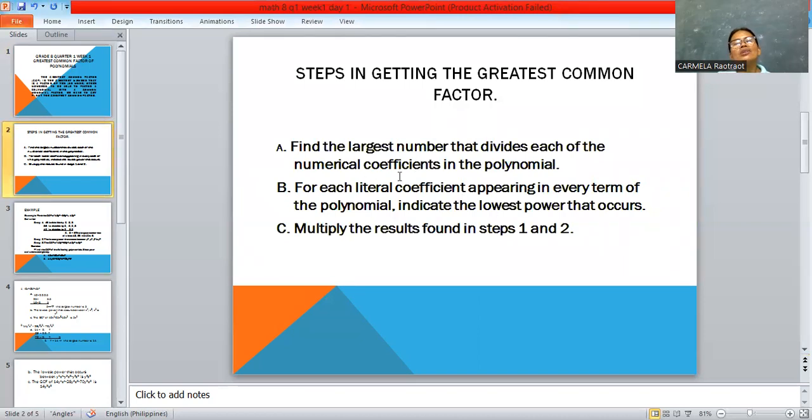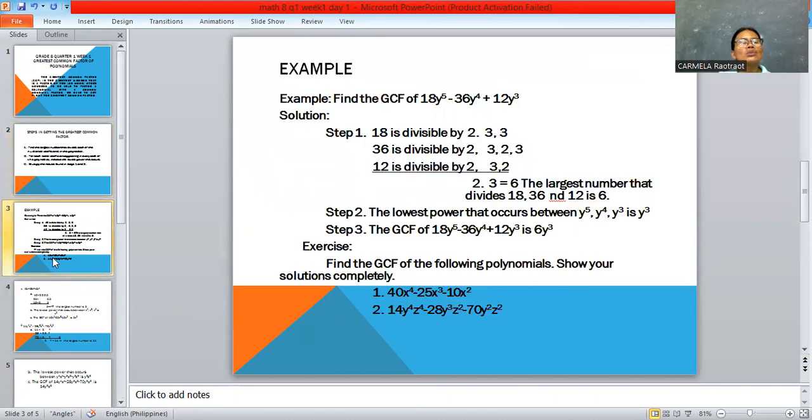Letter A, find the largest number that divides each of the numerical coefficients in the polynomial. Letter B, for each literal coefficient appearing in every term of the polynomial, indicate the lowest power that occurs. Letter C, multiply the results found in steps 1 and 2. To understand, let's have an example.